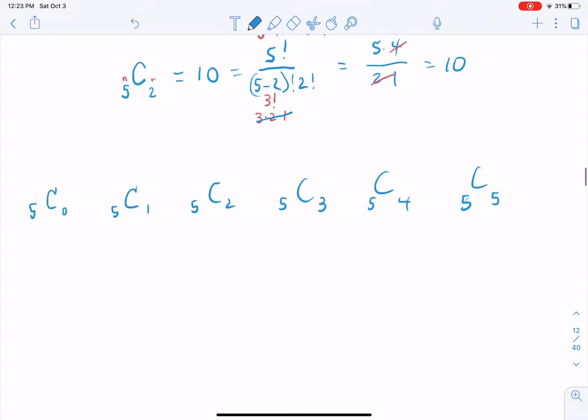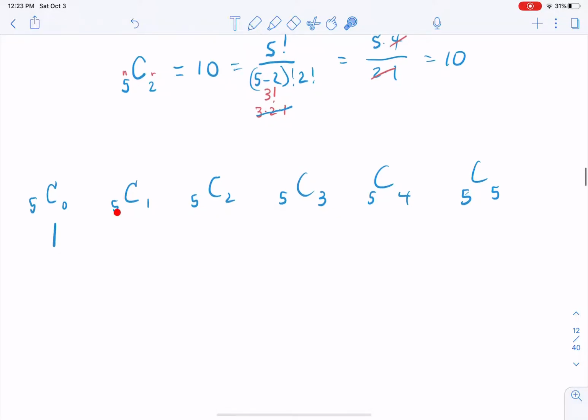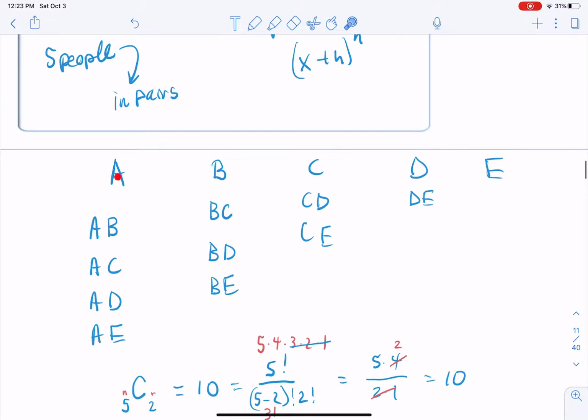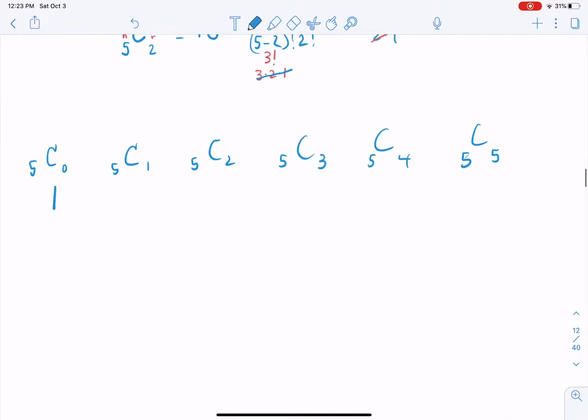Well, let's think about this for just a second. Let's say that we have 5 people. How many different ways can we choose none of them? One way to do it. Okay, how about this one? If I have 5 people, how many ways are there to choose one of them? Well, that's right up here. I can choose this guy, this guy, this guy, this guy, or this guy. There's 5 ways to do it.